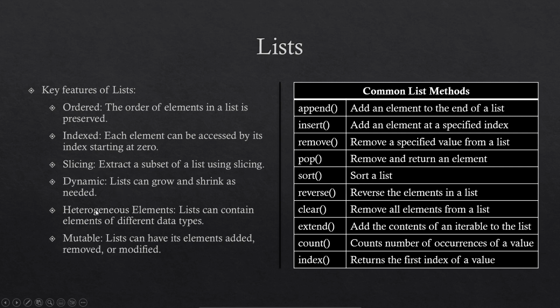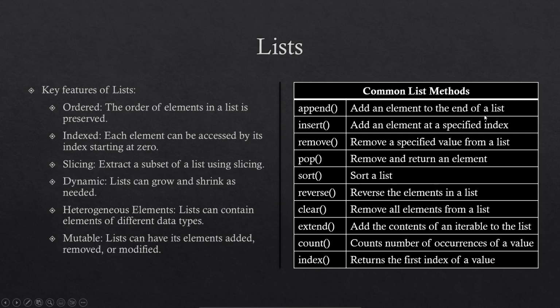They contain heterogeneous elements, which is just a fancy way of saying that you can put different data types inside a list. So you can have strings, integers, floats, or any other object in a list. And they are mutable, meaning that you can add elements, remove elements, or modify the elements that are inside a list. Over here on the right side of the slide, you'll see some of the common list methods.